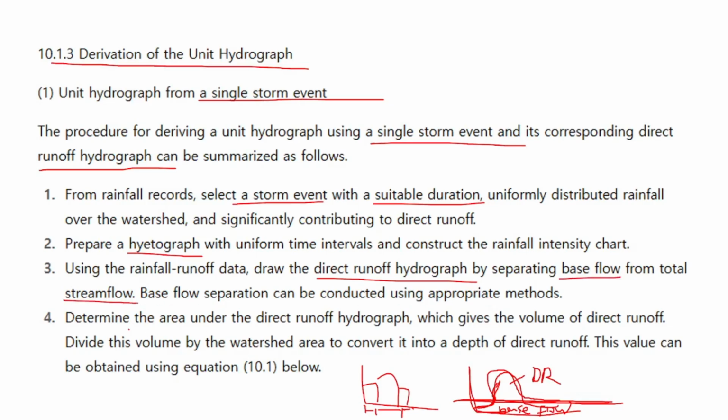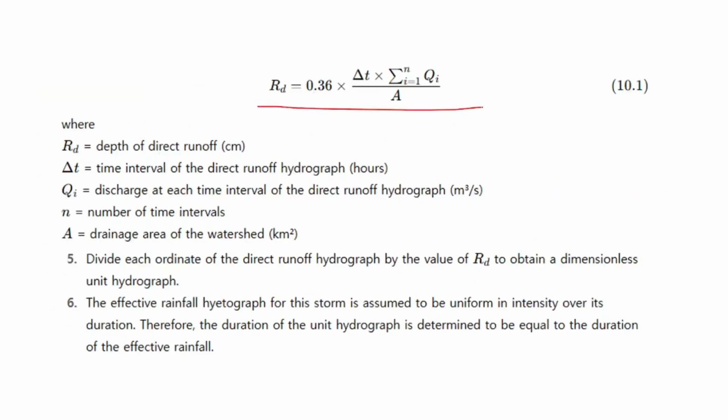Okay, so to determine the area under the direct runoff hydrograph, which gives the volume of direct runoff, divide this volume by the watershed area to convert it into a depth of direct runoff. This value can be obtained using equation 10.1 below. So you're dividing the volume of this direct runoff by the watershed area to convert it into depth of direct runoff, to get a centimeters, millimeters, or inch value. So this is the equation to get the depth of direct runoff.